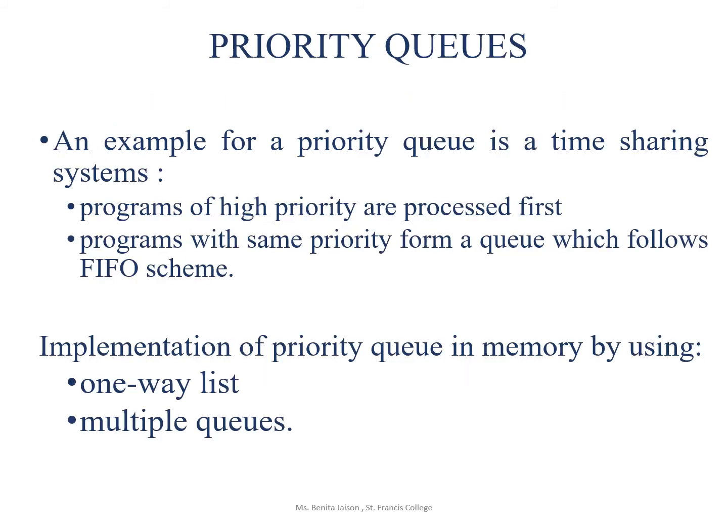Another example for the priority queue can be the programs waiting to be executed in a time sharing system. Programs of higher priority will be processed first. Programs of the same priority waiting in the queue will be executed in the order of first in, first out. Priority queue can be implemented using either a one way or single linked list, or using multiple queues using a two-dimensional array.